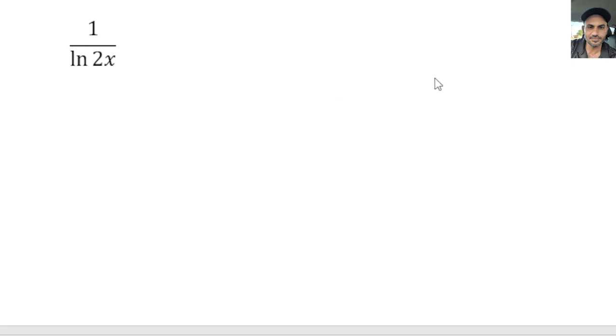Okay, let's work out another example. Here we have y equals 1 over ln of 2x. This is going to be a little bit tricky because first we have to bring this into the numerator. So we're going to get y equals ln of 2x to the negative 1. We just use the property of exponents.